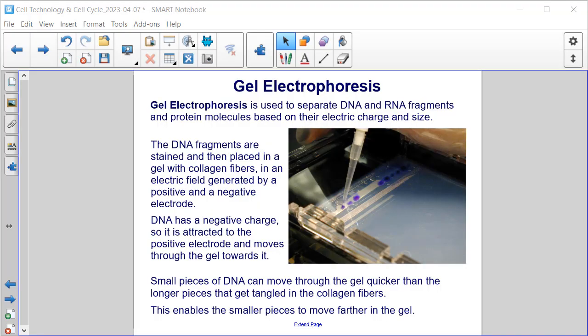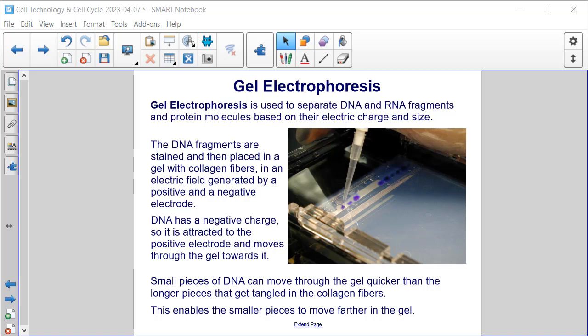Gel electrophoresis. Gel electrophoresis is used to separate DNA and RNA fragments and protein molecules based on their electric charge and size. The DNA fragments are stained and then placed in a gel with collagen fibers in an electric field generated by a positive and negative electrode.